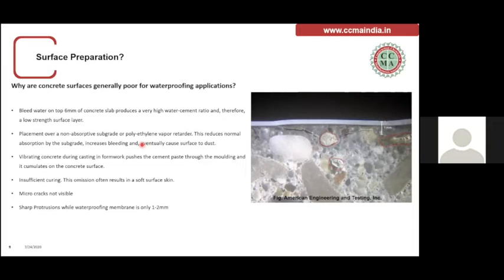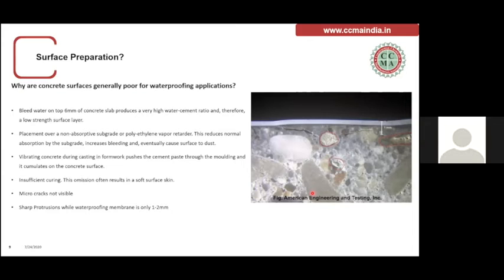The second important area is the use of vapor barriers or curing compounds, which need to be properly removed. Sometimes when we are doing the vibrations, the slurry goes out of the shuttering, and when you are doing the waterproofing, that area is a weak area of the concrete, and that is also a reason. Apart from that, insufficient curing also leads to problems.